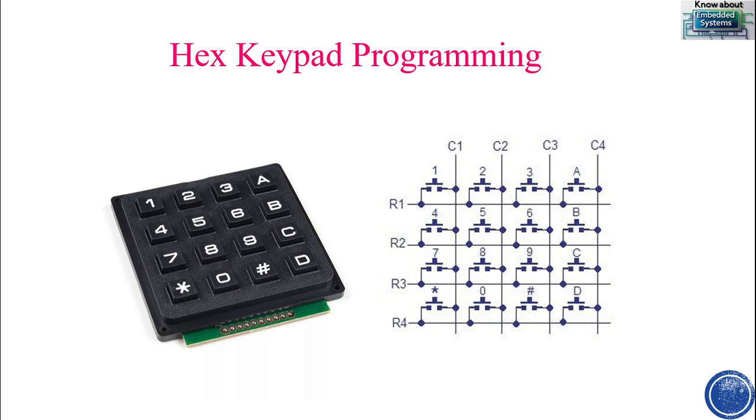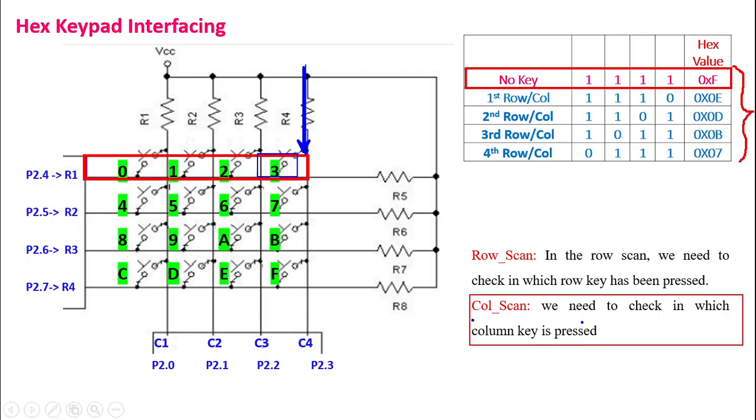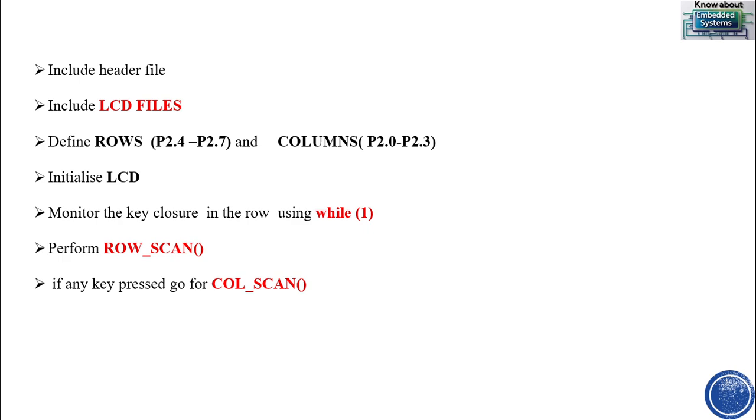Hex keypad programming. Now, how to develop the code? If you want to develop the code, we have to follow three major steps. One is called initialization, the second one is called row scan, and the third one is called column scan.